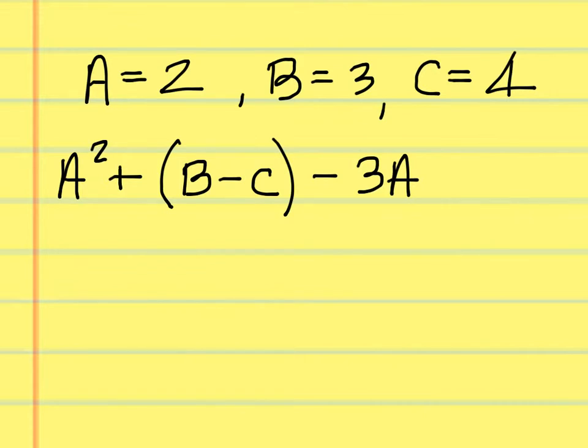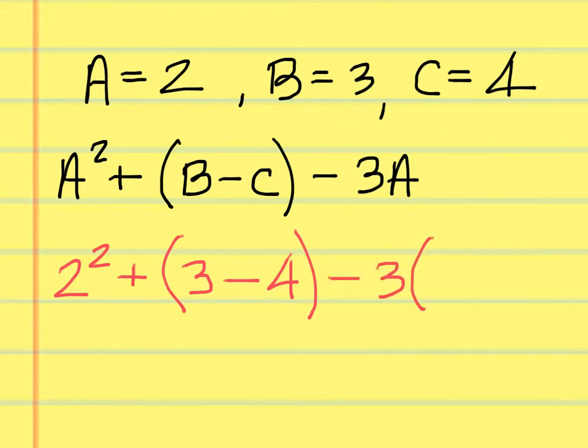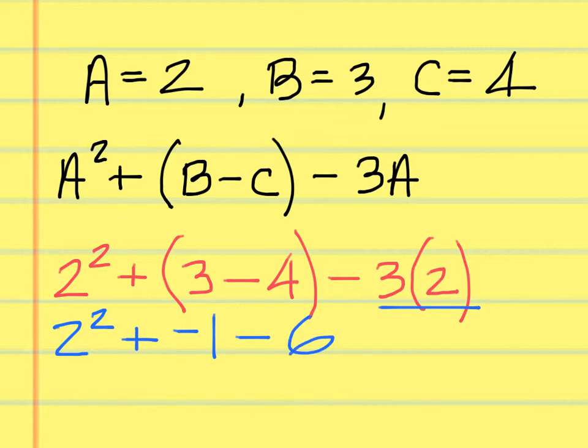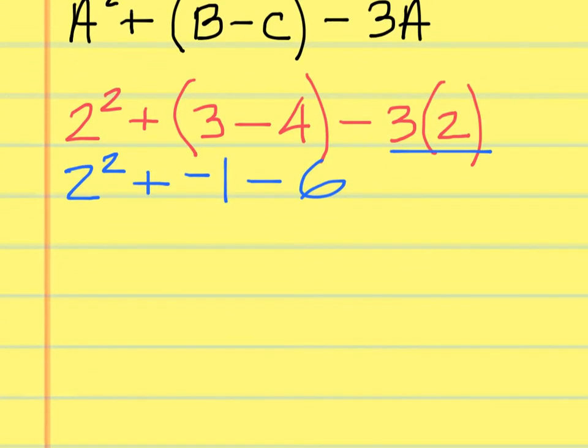Substitute in the numbers for the variables. So A is 2, so that would be 2 squared, plus B, which is 3, minus C, that's 4, and then minus 3 times 2. So you have to go to the parentheses first. You have two sets, so pick one, and I'll choose the first one. 3 minus 4 is a negative 1. And then over here we have minus 3 times 2, that would be minus 6. Now 2 squared is 4, and then plus a negative 1 minus 6.